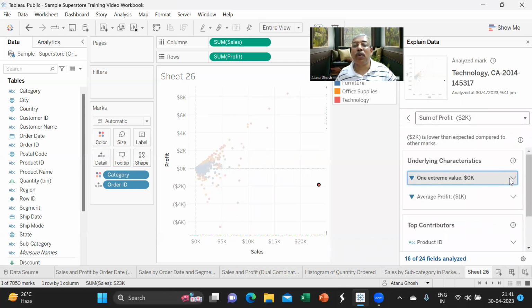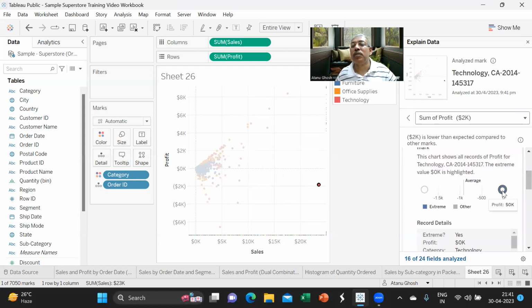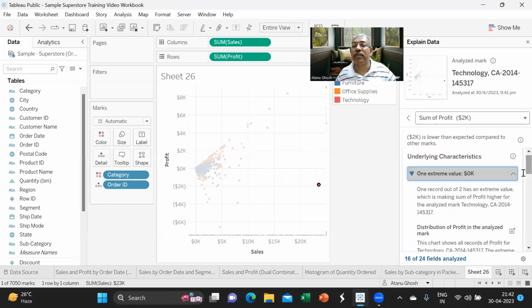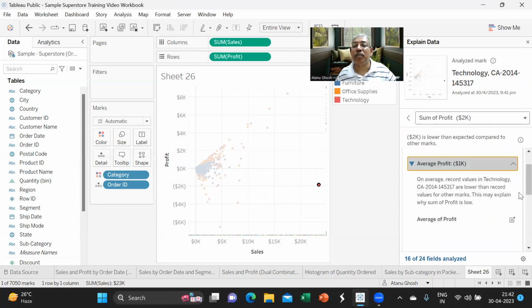And because there's one extreme value, you may think that minus 2,000 should be the extreme value, but here the extreme value is determined considering the two values available in this instance, which are 0 and minus 2. That's why it has taken 0 as the extreme value, whereas minus 2 is the other value. And the average profit is minus 1K.